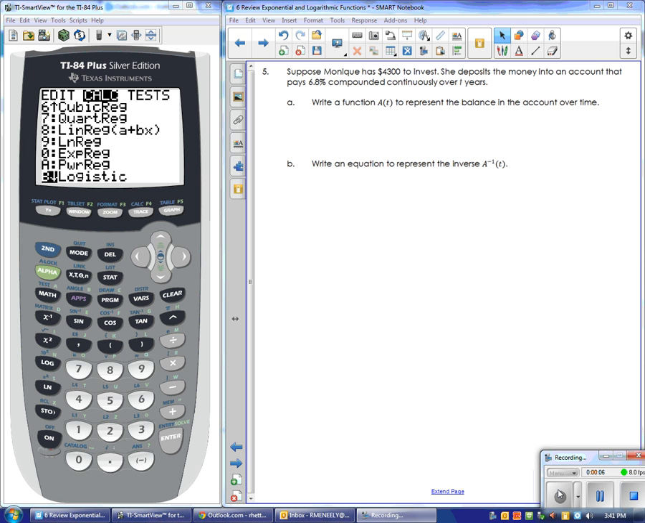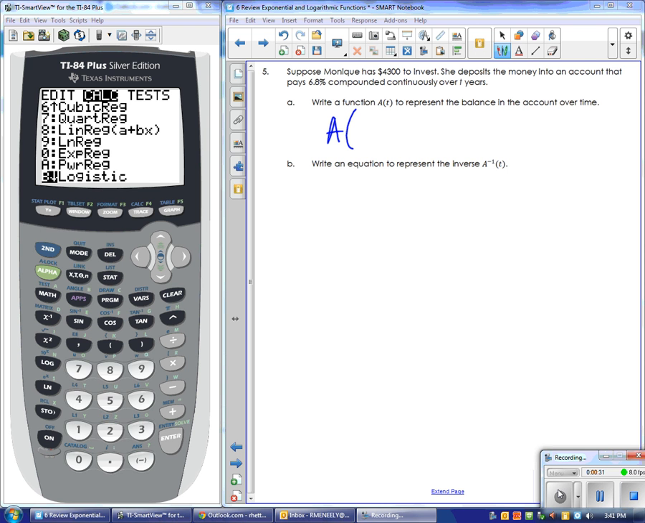We are moving on to question number 5, which says, suppose that Monique has $4,300 to invest. She deposits the money into an account that pays 6.8% interest compounded continuously over t years. So in letter A, it asks us to write a function A of t to represent the balance in the account over time. So make sure that you're using the variables that you've been asked to use.